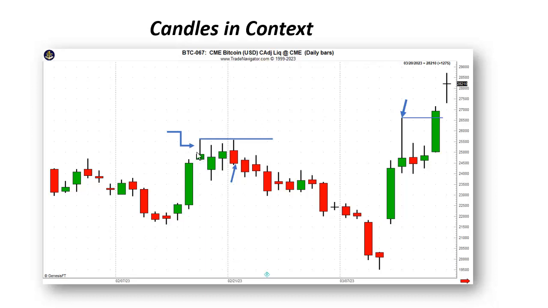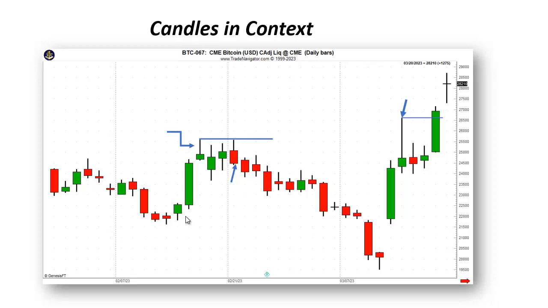So here at the arrow, there is a shooting star. Just to remind you, a shooting star is a candlestick with a long upper shadow and a small real body, green or red, at the bottom end of the trading band. And we would normally say that's a potentially bearish signal. But let's look at candles in context.